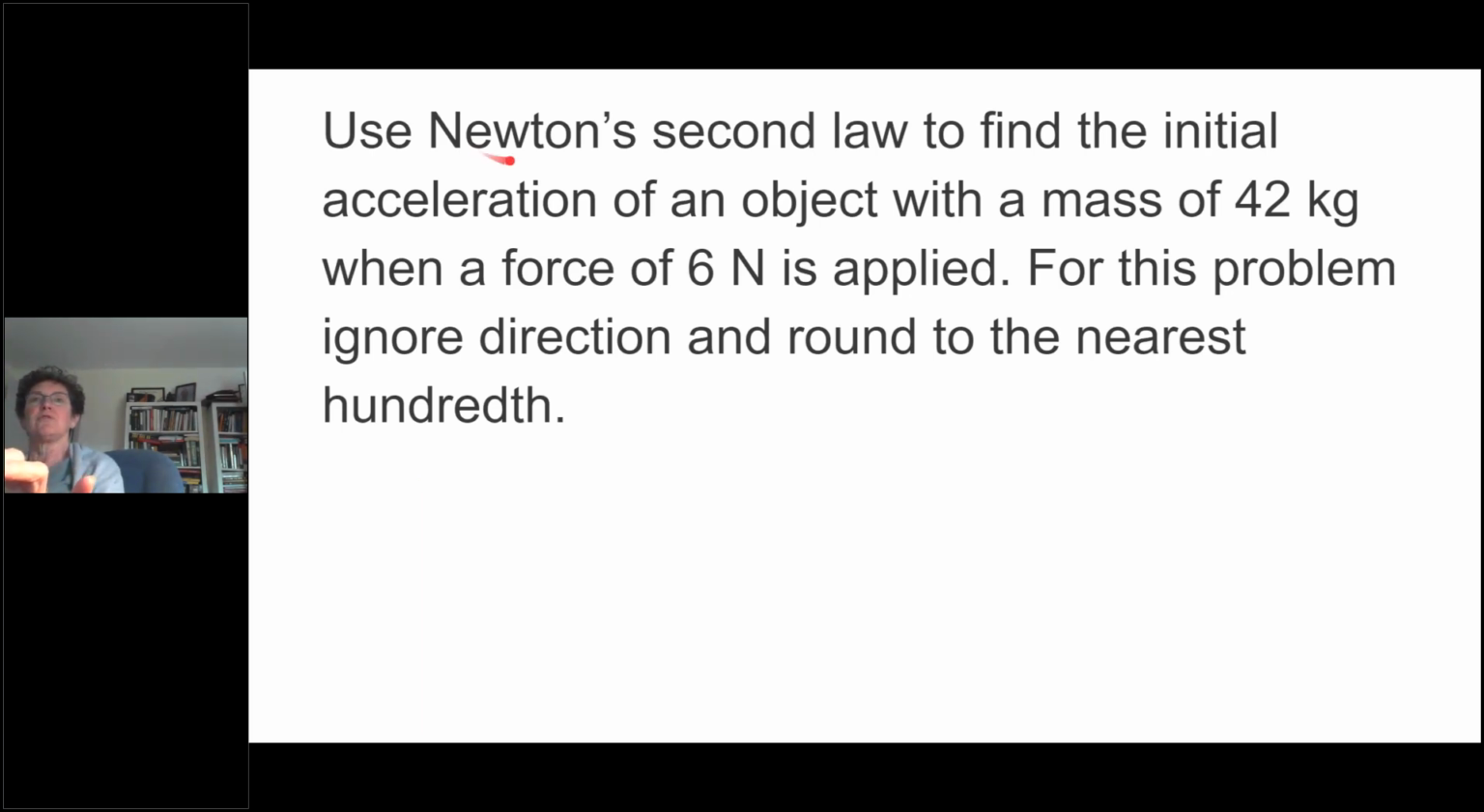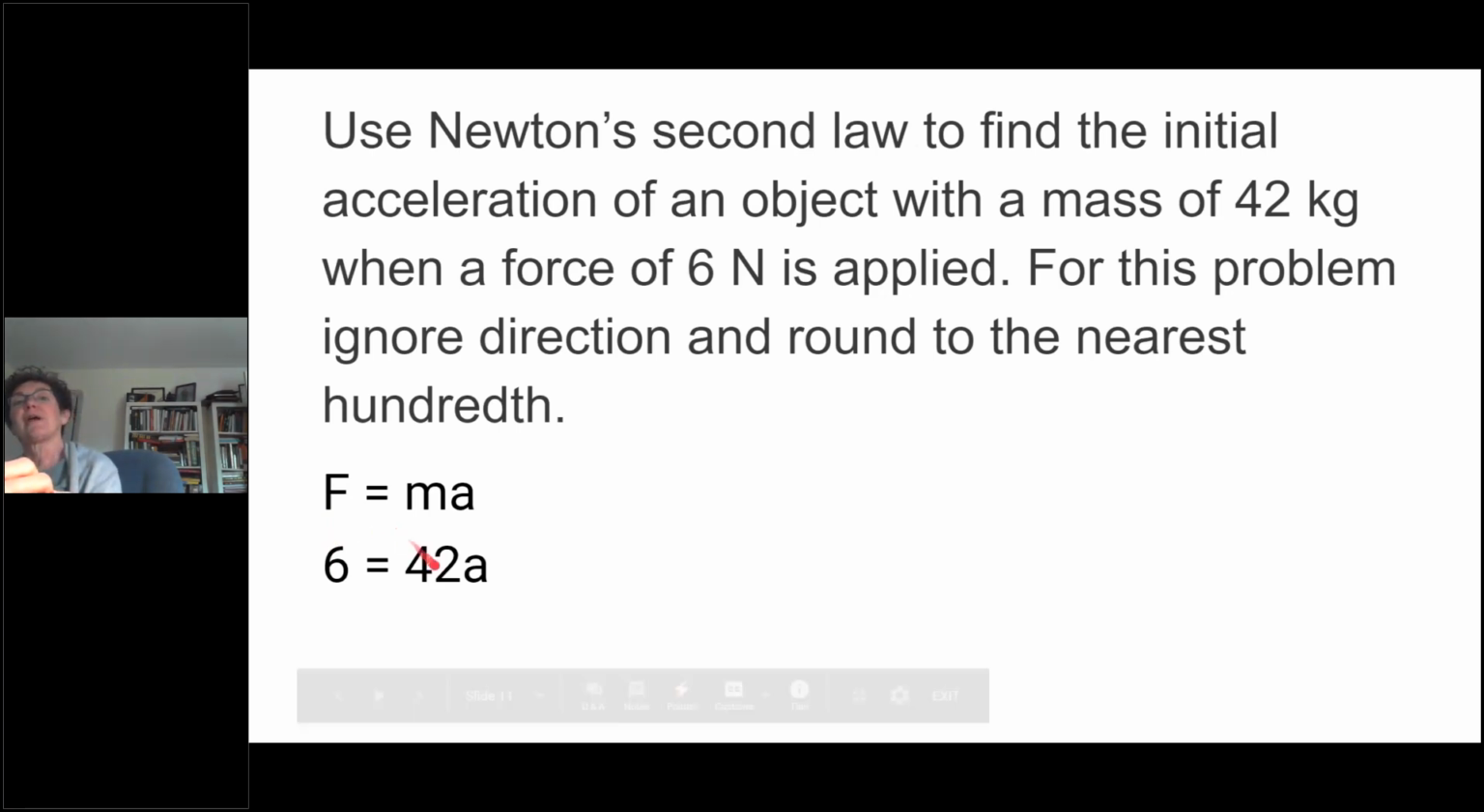So use Newton's second law. The formula for that is force equals mass times acceleration. We substitute in what we know. We know 42 kilograms. That's the mass. It tells us a mass of 42 kilograms right there. We're going to substitute that in for mass. And then it tells us the force of 6 newtons. So we're going to put that in here for force. So 6 equals 42A.